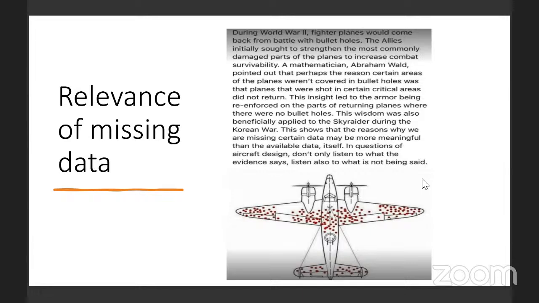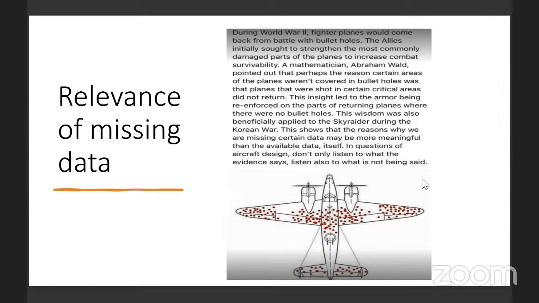So a mathematician pointed out that perhaps the reason why certain areas of the planes weren't covered in bullet holes was that the planes that were shot in certain critical areas did not return. So this insight led to the armor being reinforced on the parts of returning planes where there were no bullet holes. This wisdom was used beneficially, applied to the Sky Radar during the Korean War.